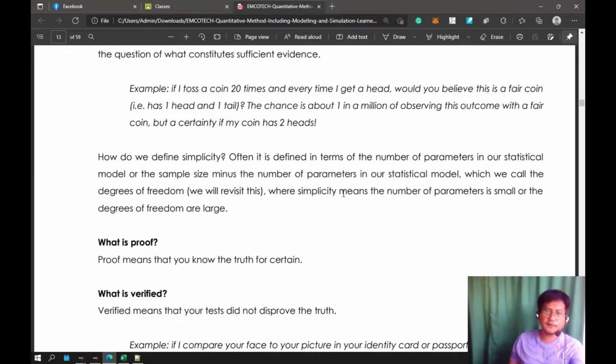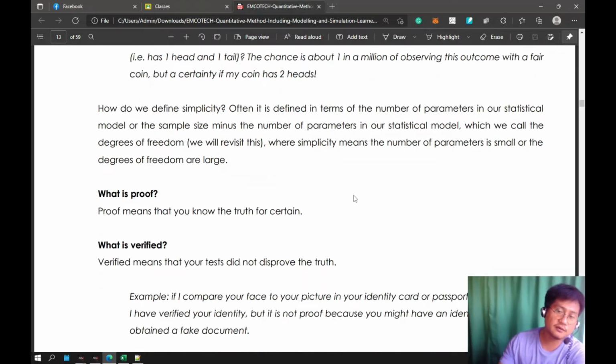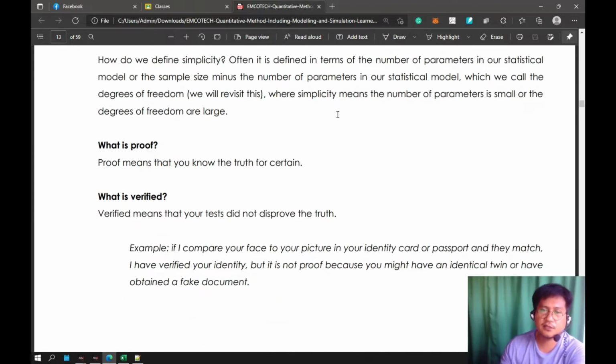So how do we define simplicity? Often it is defined in terms of the number of parameters in our statistical model, or the sample size minus the number of parameters in our statistical model, which we call the degrees of freedom. According to this book, we will revisit this, where simplicity means the number of parameters is small or the degrees of freedom are large. So if we talk about proof, proof means that you know the truth for certain.